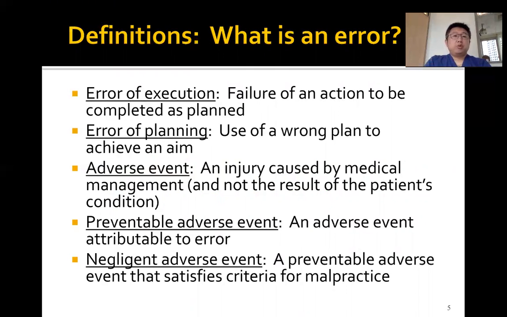And error of planning, I would say that ordering a wrong medication is a kind of error of planning. The error of execution means they plan to do the correct thing, but just do it wrongly. And error of planning means they plan to do something that is wrong, totally wrong. So they are different things.